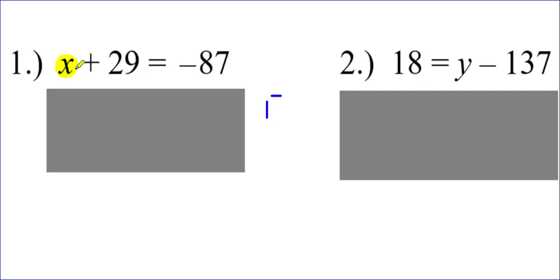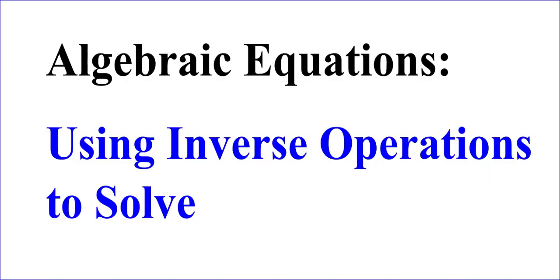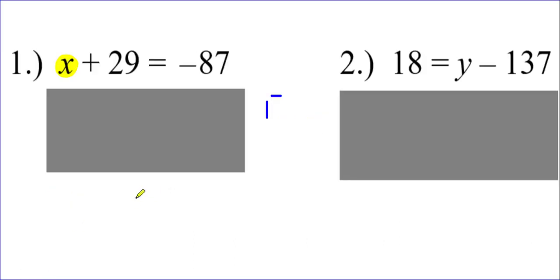Well, in our head, we will ask ourselves what is happening to our variable. In other words, is it being added by something? Is it being subtracted by something? Is the variable being multiplied by something? Is the variable being divided by something? And whatever is happening to our variable, we will do the inverse of what's happening to get the variable by itself. So, for example, in problem number 1, the x is being added by 29.